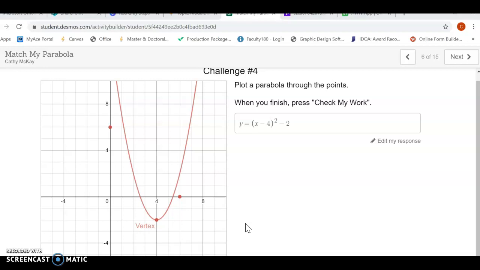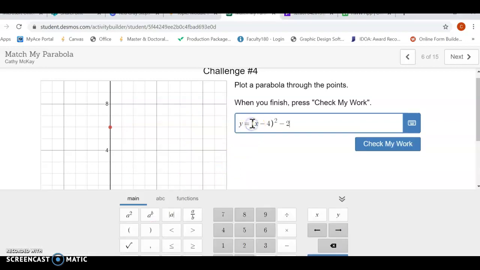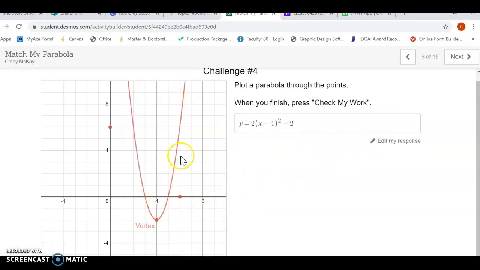Remember, it gets smaller when the coefficient winds up being larger, like 3, 4, 5, 6. And if you make the coefficient smaller, like right now the coefficient is 1, but if we go 1/2, 1/3, then it's going to widen out that U. So I want to show you this real quick. So if I put a 2 here, check my work, notice how that's become thinner.